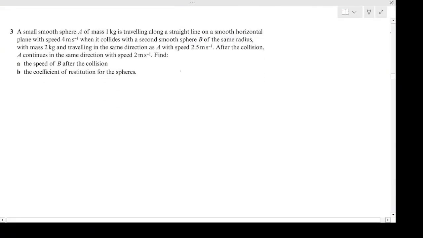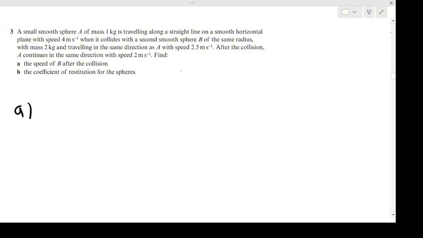Okay, now we've got a worded question. We're not given a diagram for us. We're going to have to make our own diagram. So the question says, a small smooth sphere A of mass 1 is travelling along a straight line on a smooth horizontal plane with speed 4 when it collides with a second smooth sphere B of same radius with mass 2 and travelling in the same direction as A with speed 2.5. After the collision, A continues in the same direction with speed 2. Okay, so we need to draw a diagram to work stuff out.